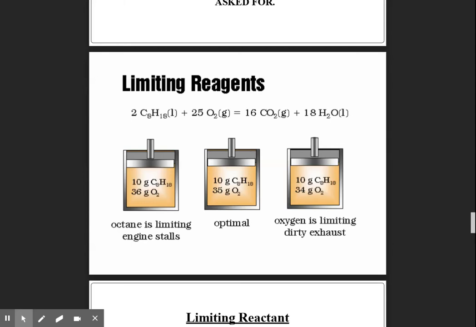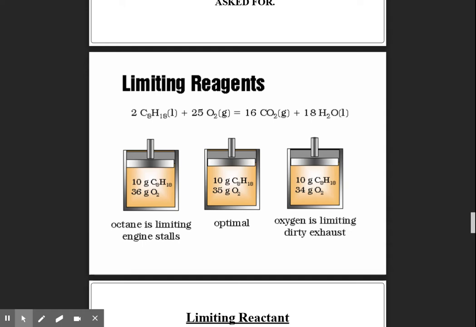Hey guys, so we're going to continue today with our discussion of reaction stoichiometry. Last video we looked at how to convert from grams of one substance to grams of a different substance. So if, for example, I gave you a reaction and a certain number of grams of one reactant, you could tell me how many grams of product would be produced.